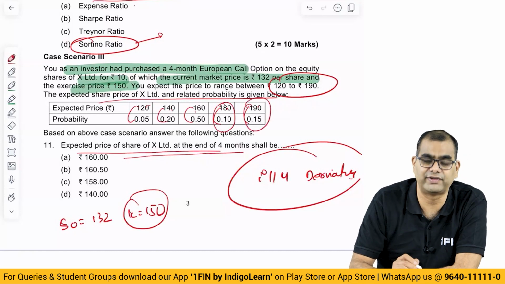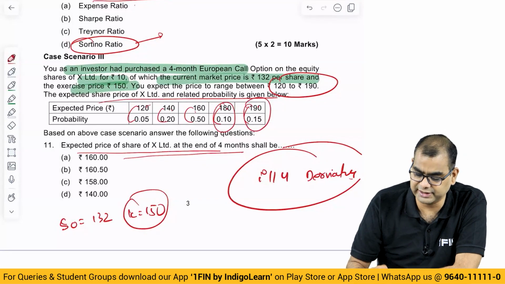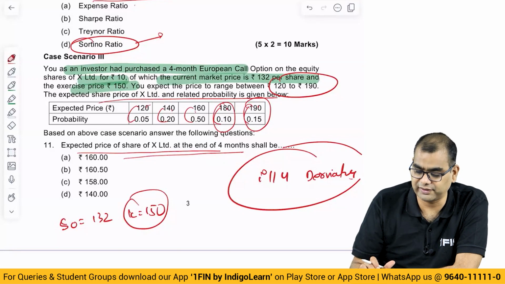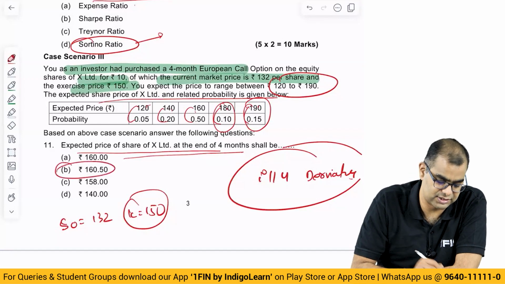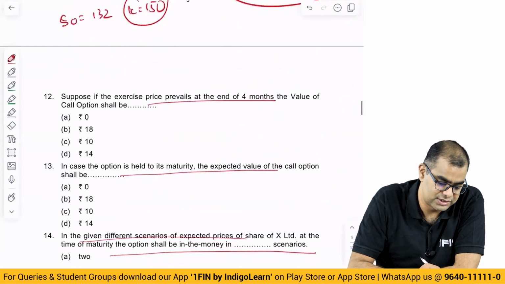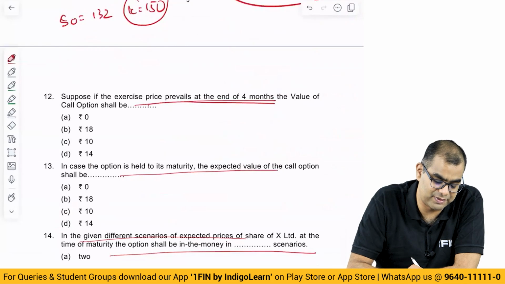Plus 190, 15%. 190, 10% is 19 plus 9.5. So 132 plus 19 plus 9.5. Okay, that makes it 160.5. Yes, answer is 160.5. Very simple. Suppose the exercise prevails and the price prevails at the end of 4 months.